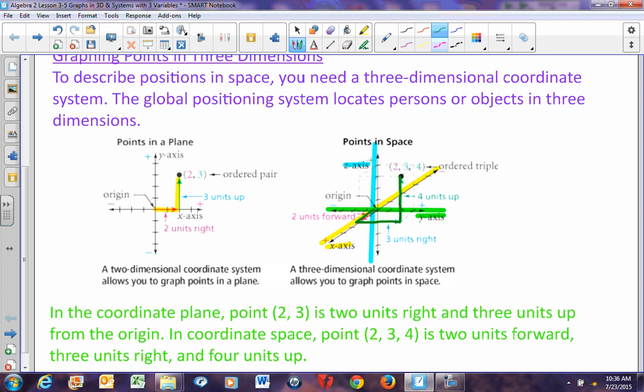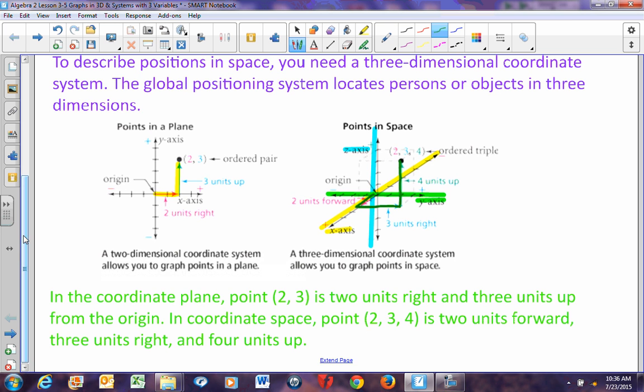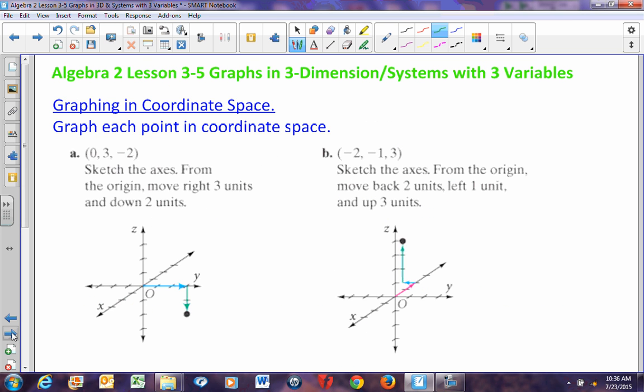It's a little bit easier if your 3-dimensional graph paper actually has the 3-dimensional lines, which when you need to graph, I will provide you 3-dimensional graph paper that has all the lines to it. So that kind of walks you through how to graph something in 3-dimensional space. Okay, let's practice a couple more.